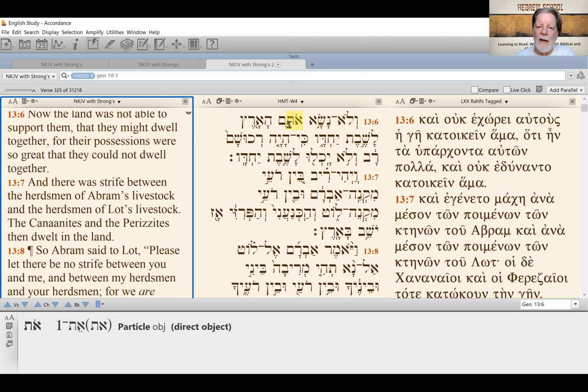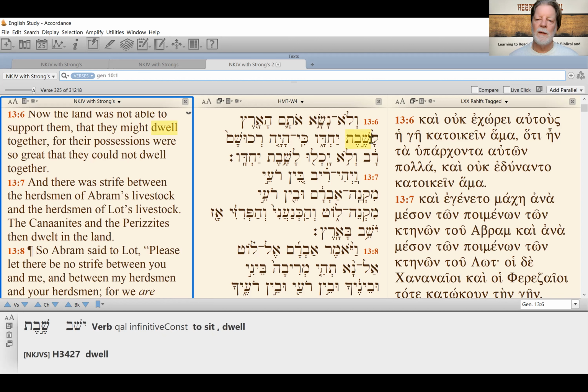Velo nasa otam haaretz lashevet yachdav ki haya rekhushum rav velo yachlu lashevet yachdav. So we're talking about the land here, haaretz. It could not bear up. Nasa means to lift up or carry. So the land couldn't carry the wealth. It couldn't lift up the wealth, or it couldn't support the possessions of Abraham and Lot together.